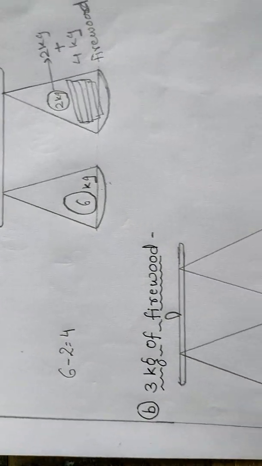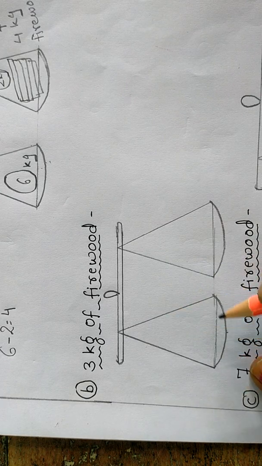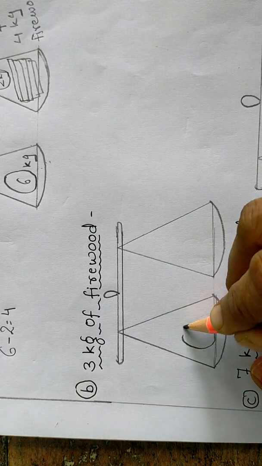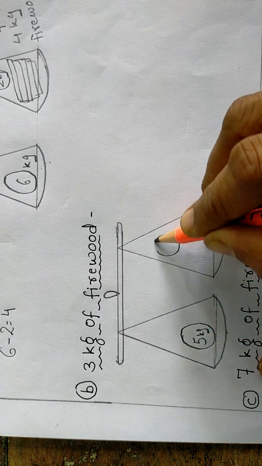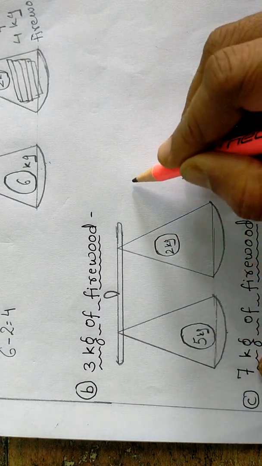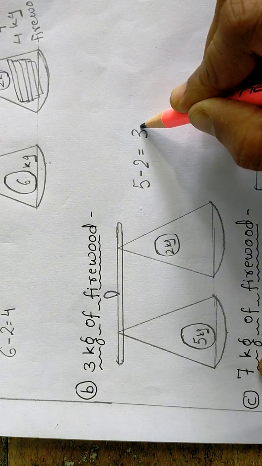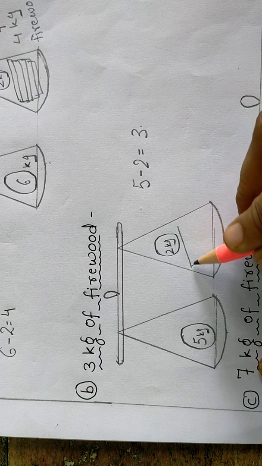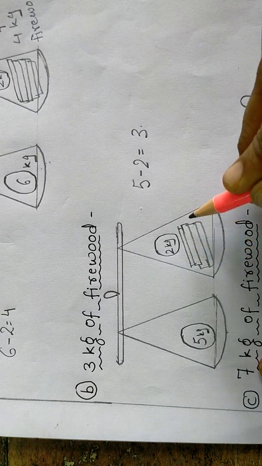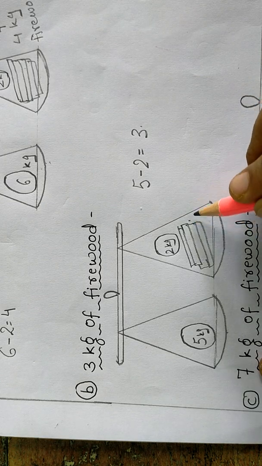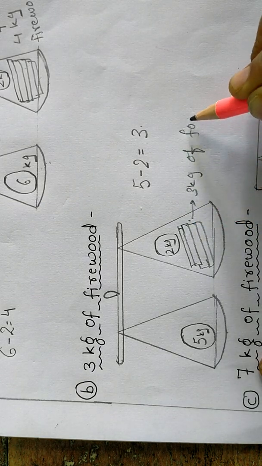Okay, now he wants to weigh 3 kg. So for 3 kg, first of all he selects 5 kg, right? Then he keeps here 2 kg, right? So 5 minus 2 is equal to 3, and we want the 3 kg firewood. So then he started keeping the firewood here, and as soon as the balance becomes equal, he comes to know that it is 3 kg of firewood.